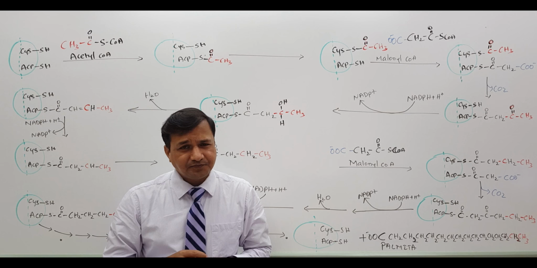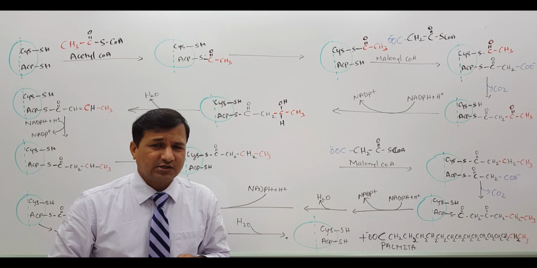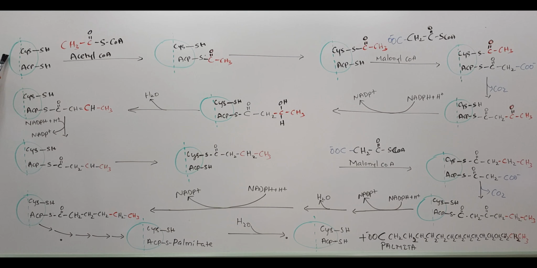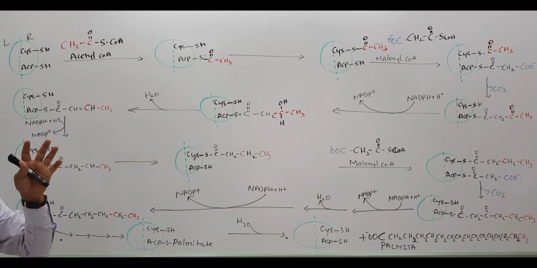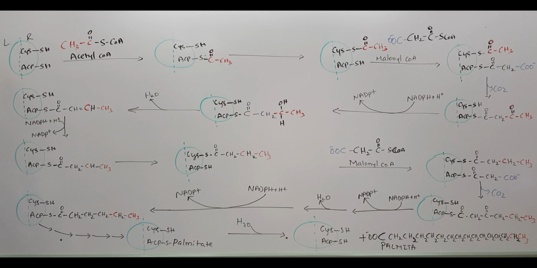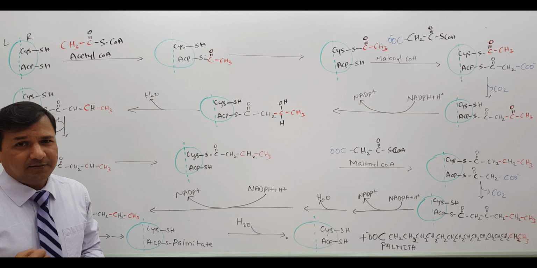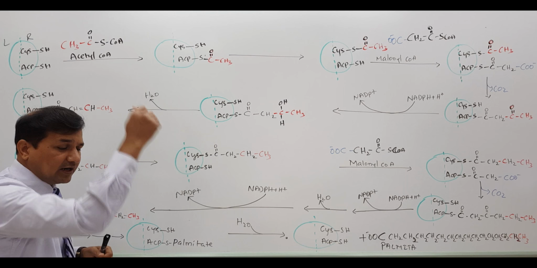Now, let's get into how exactly the fatty acid synthase complex works. I have divided the fatty acid synthase complex into a left half and a right half. All I am going to do now is explain what is going on in the right half, and whatever I explain on the right half will be going on in the left half as well. That means whenever the fatty acid synthase complex is working, 2 fatty acids are synthesized simultaneously, remember that. On the left side, 1 fatty acid is synthesized, and on the right side, another fatty acid is synthesized.